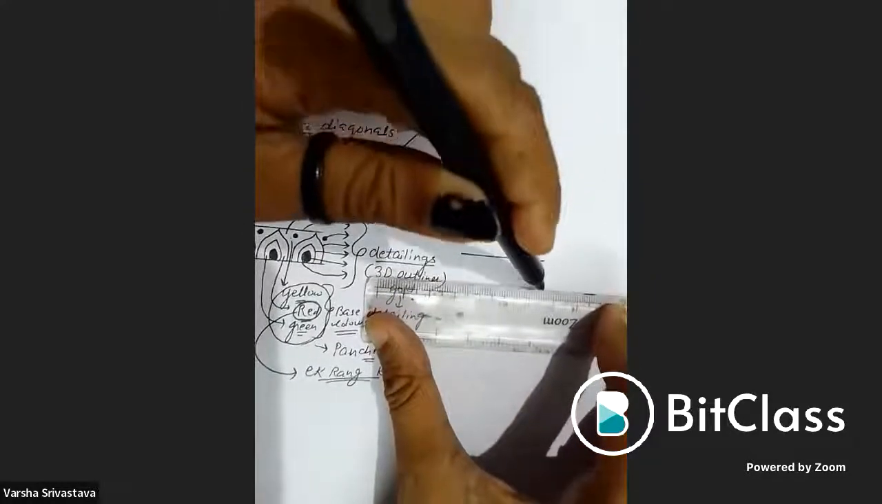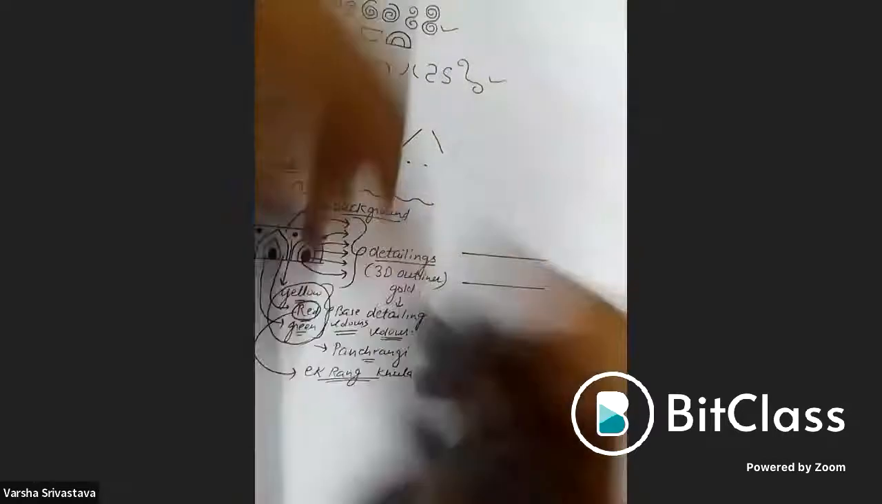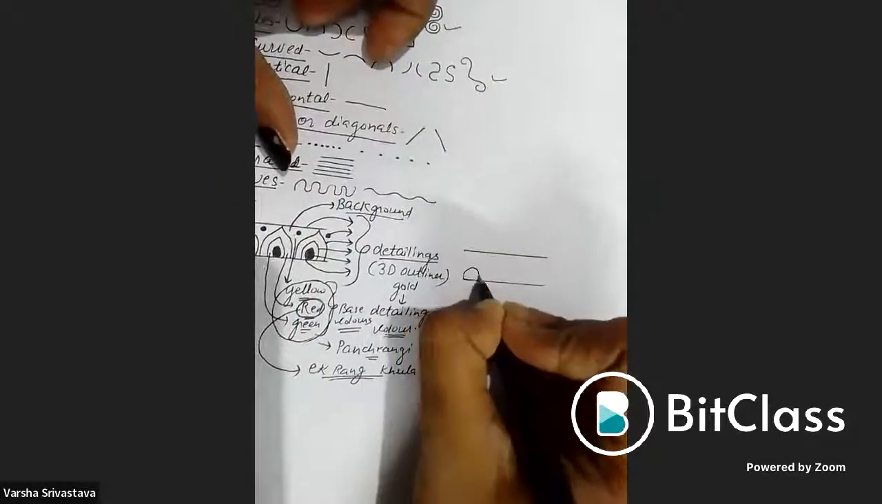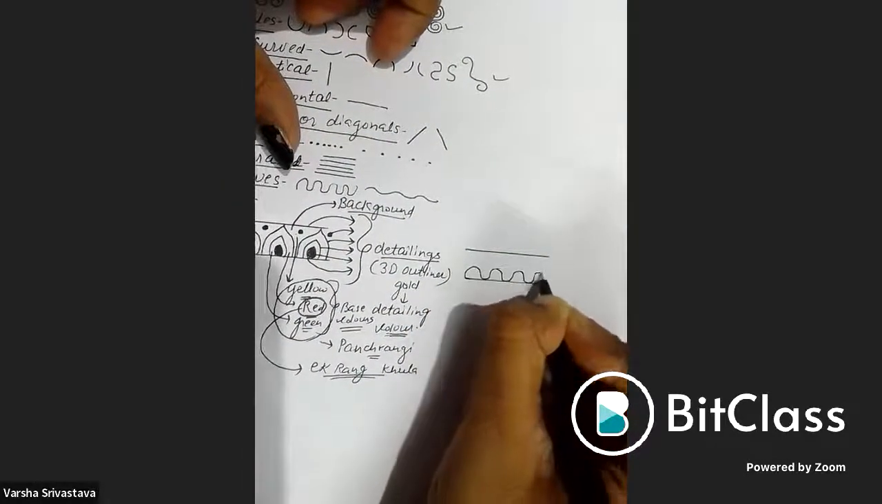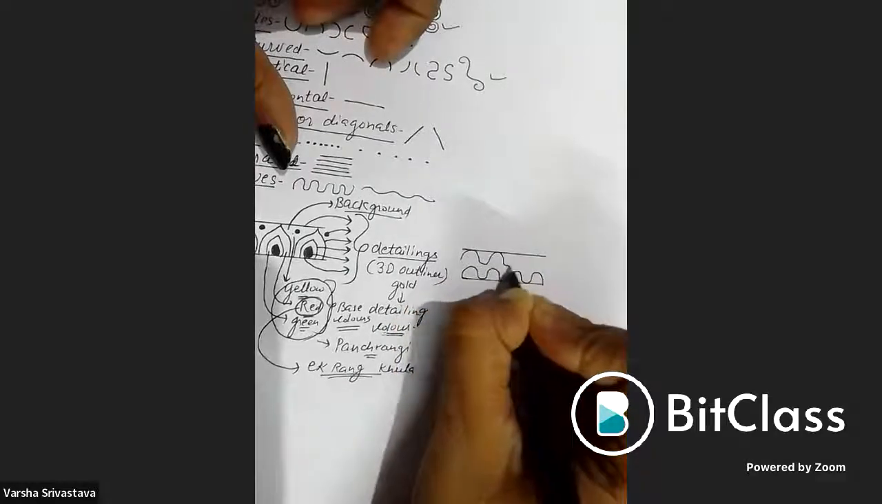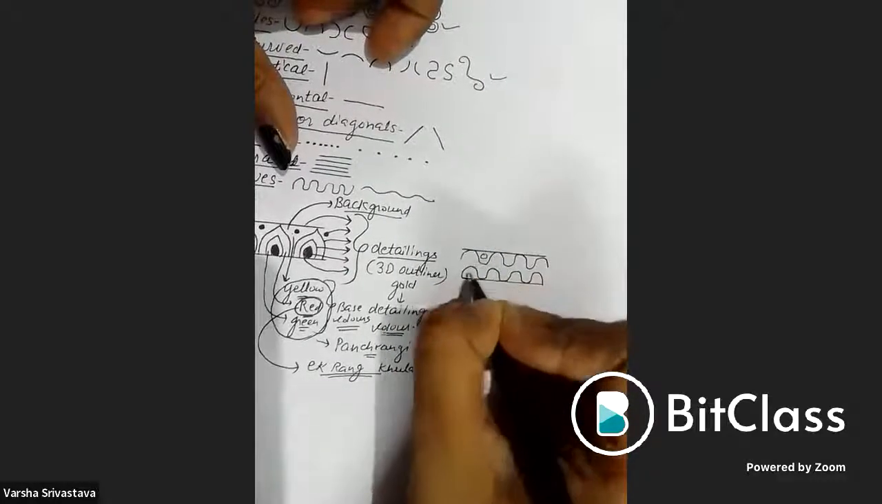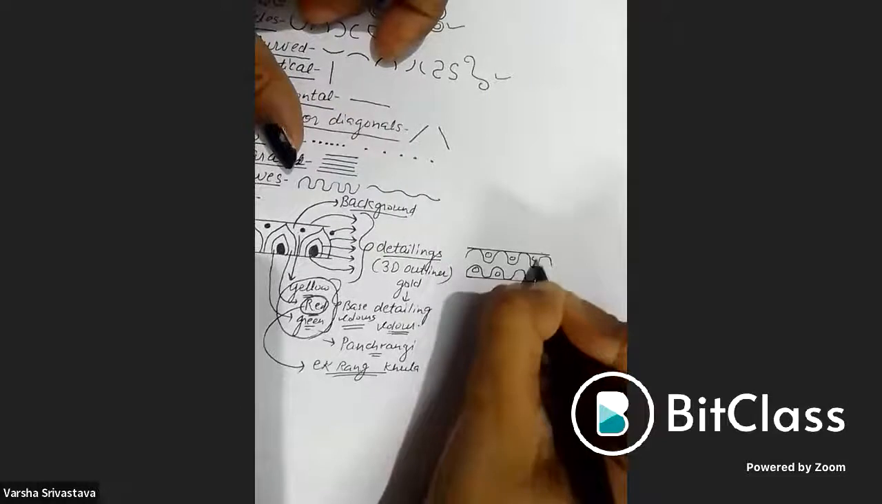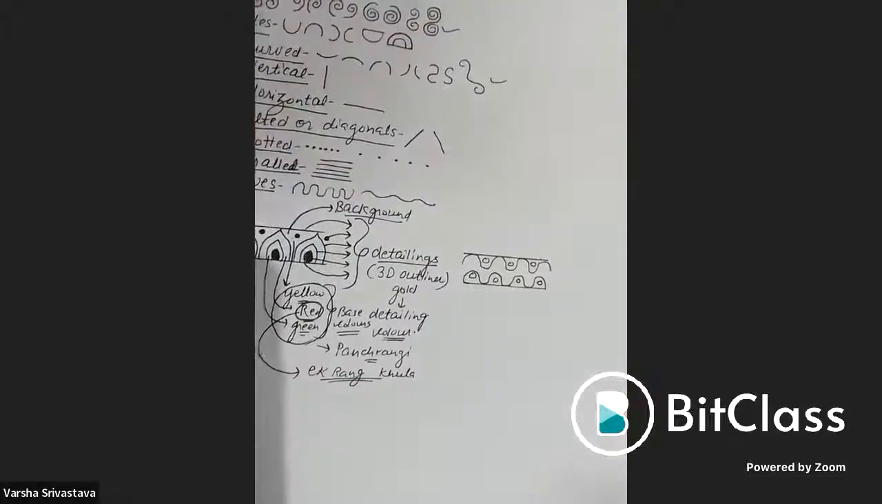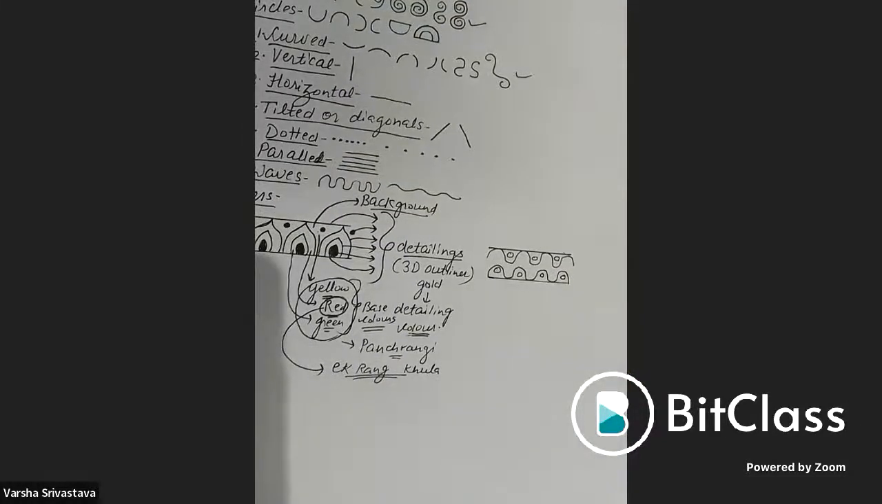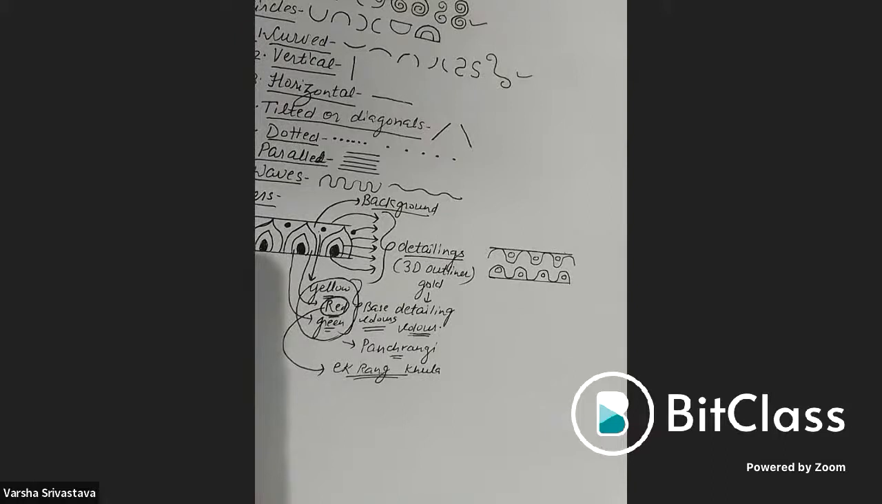I'm making another medium size border. Just make the high wave pattern in this, high wave pattern over here as well. Make the hollow circles like this. High wave pattern.